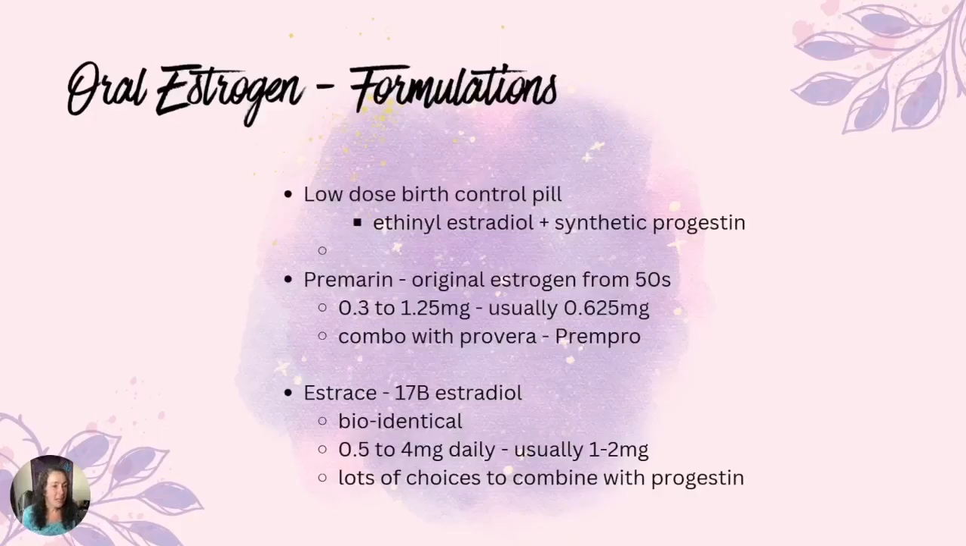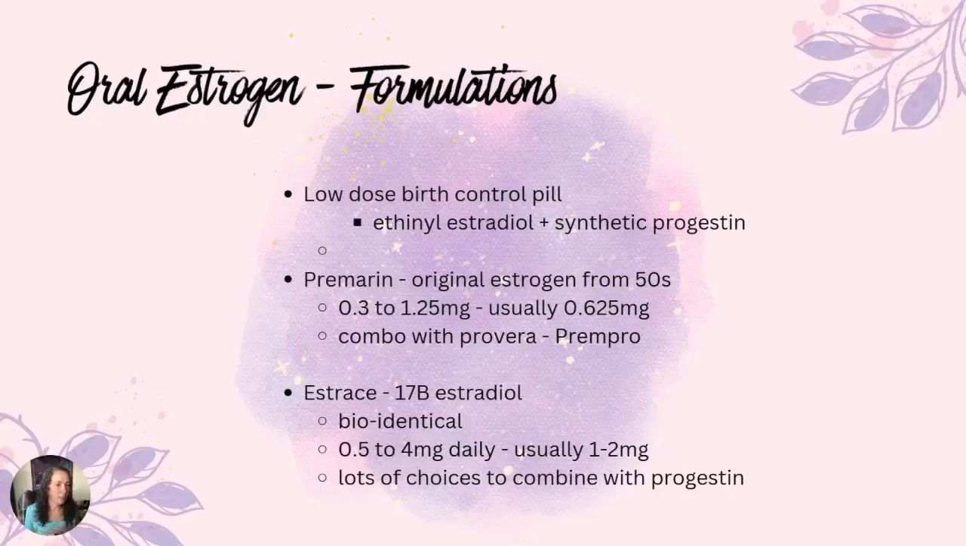And so there are different types of it that you can take. You can either take it as a low dose birth control pill, that's the synthetic ethinyl estradiol with a synthetic progestin. You can also take the Premarin, which is that original one from like the 50s, which comes from pregnant mares' urine, so that's where it comes from. And it's in a dose of 0.3 to 1.25, usually around 0.625 milligrams.